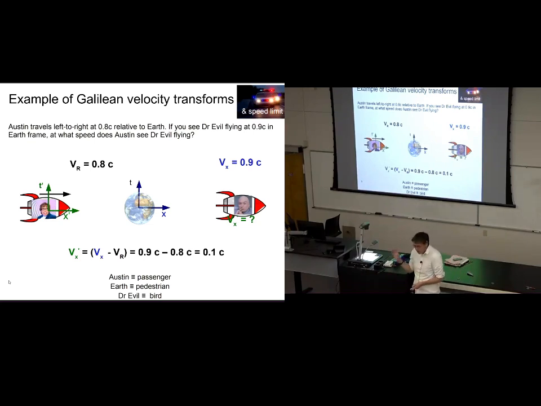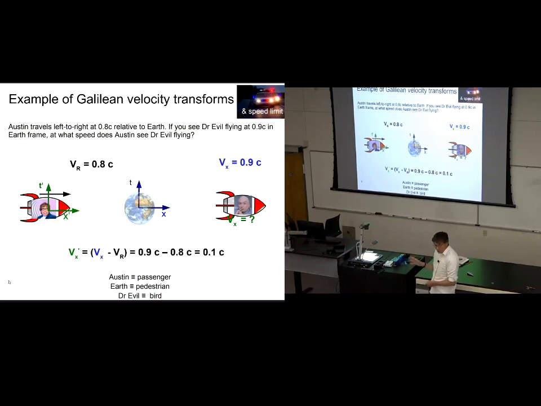There are 2 reference frames. The Earth reference frame is like the pedestrian reference frame from the previous example. The Austin Powers reference frame is like the truck reference frame from the previous example. And the Austin Powers reference frame is moving with respect to the Earth reference frame, like the truck was moving with respect to the pedestrian.